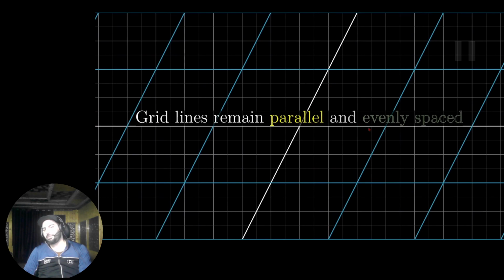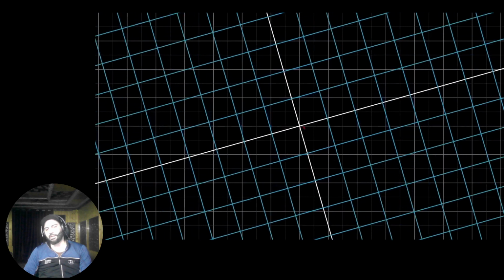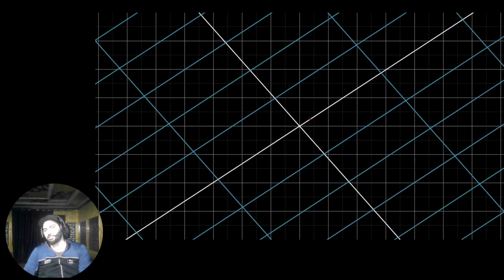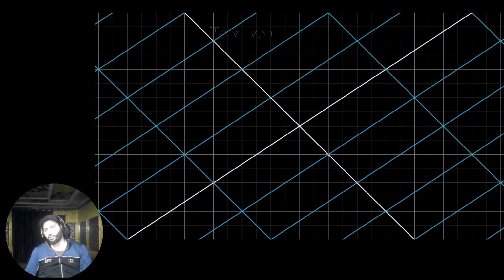These grid lines should remain parallel and evenly spaced, and the origin should be intact. All these things are linear transformations. Whatever you are now seeing on screen, these are all linear transformations.